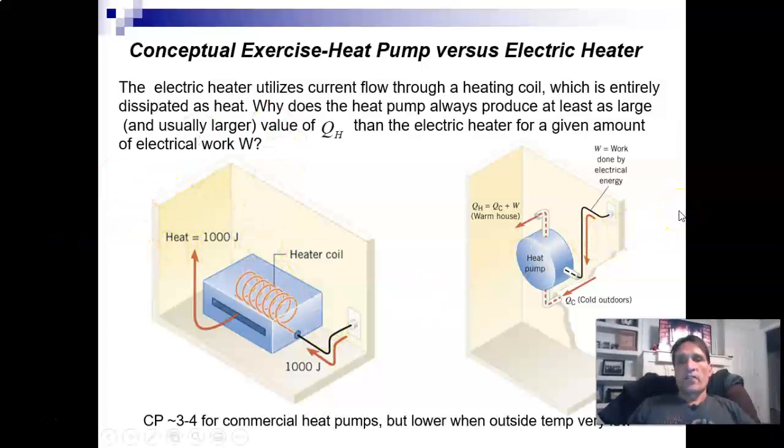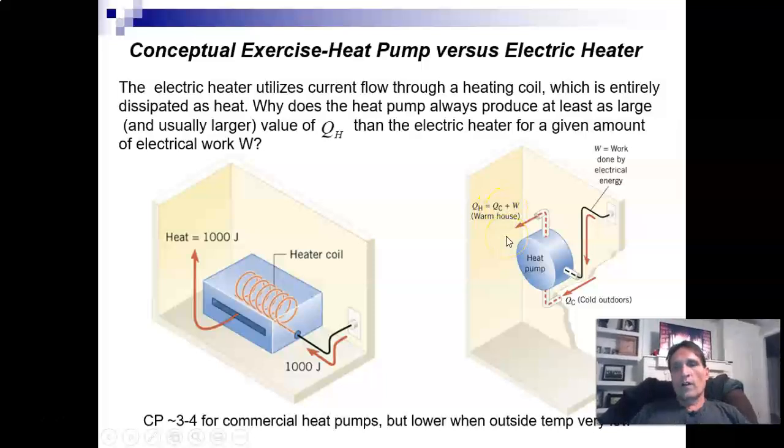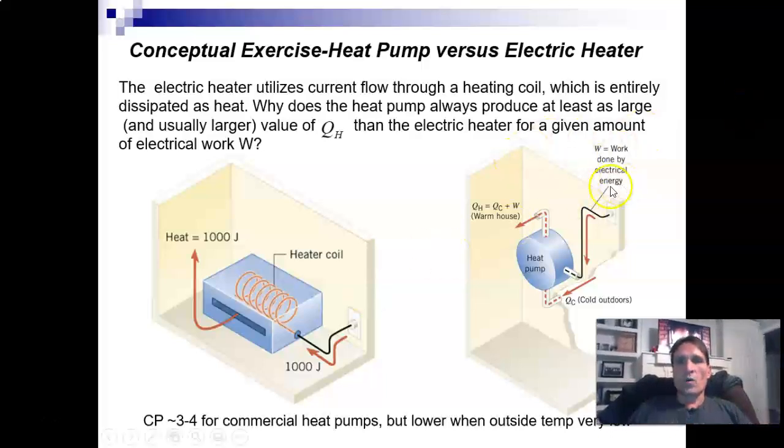Now, that being said, as it gets colder and colder outside, the amount of heat pulled in, QC, gets smaller, and so this number can get close to 1 on very cold days, and so the efficiencies of heat pumps tend to decrease when the weather gets very cold. They don't work quite as well because there just isn't as much heat to pull in from the cold, and so your coefficient of performance decreases.